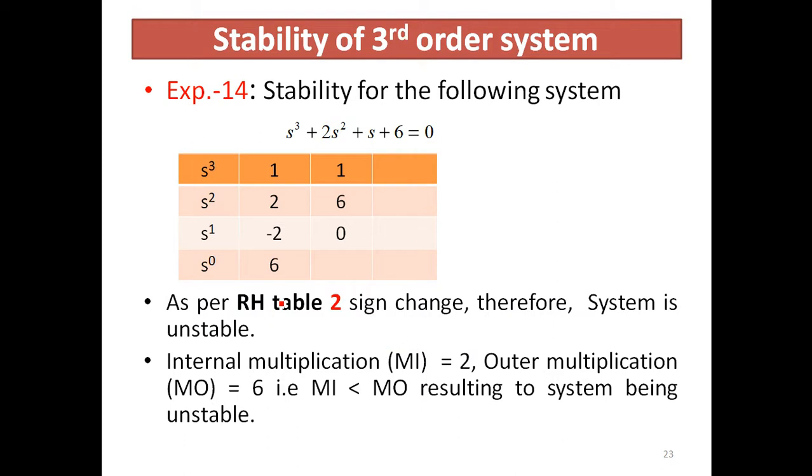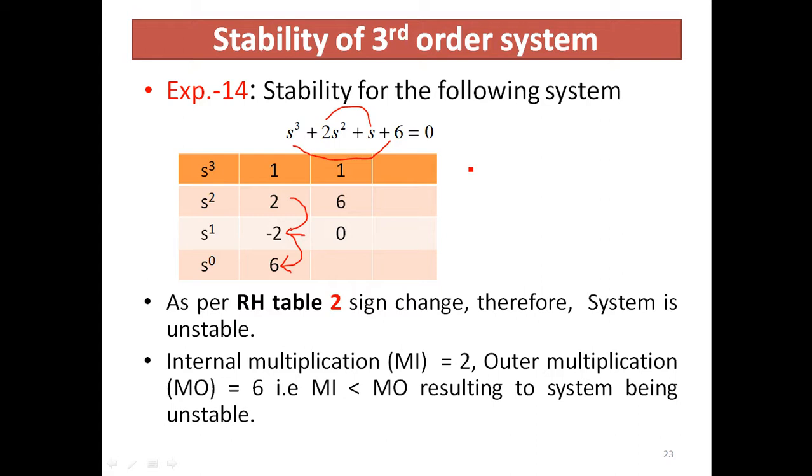Now consider this example wherein a sign change is there, two sign changes. It means two poles are lying in the right half of the S plane and the system is unstable. For the multiplication method, the inside multiplication is 2, which is less than the outside multiplication, which is 6. The system is unstable.